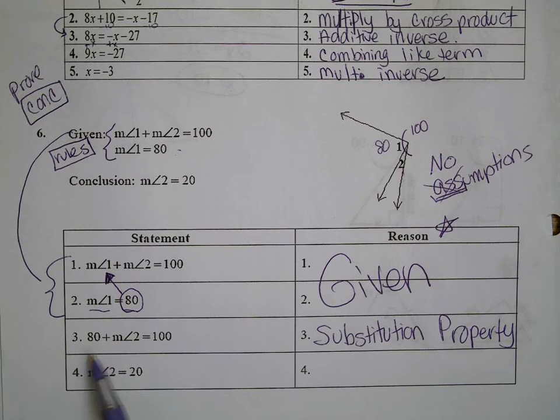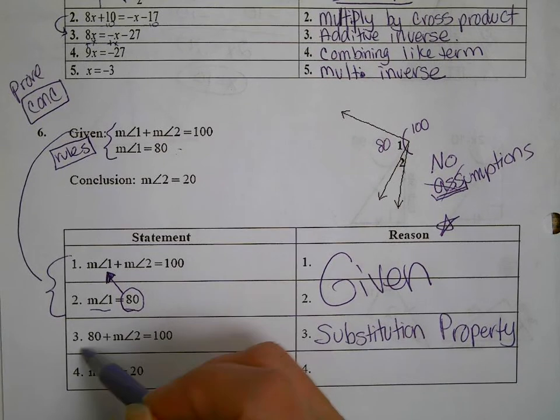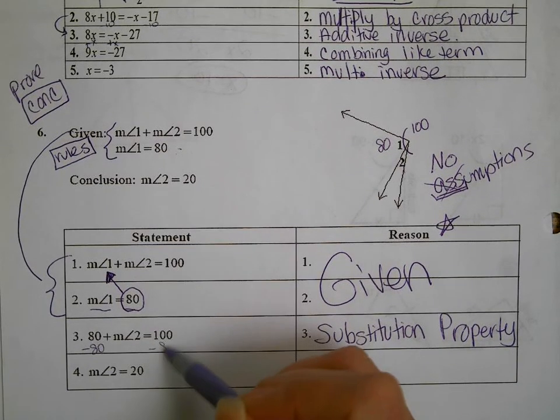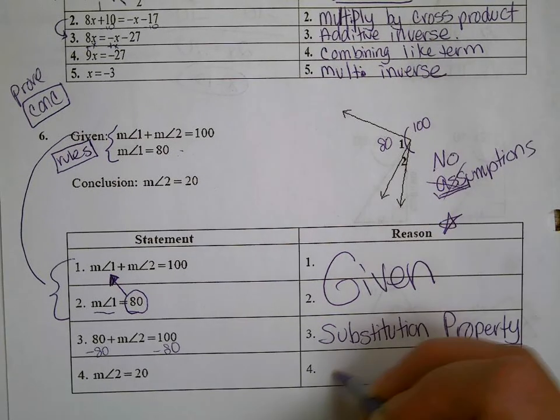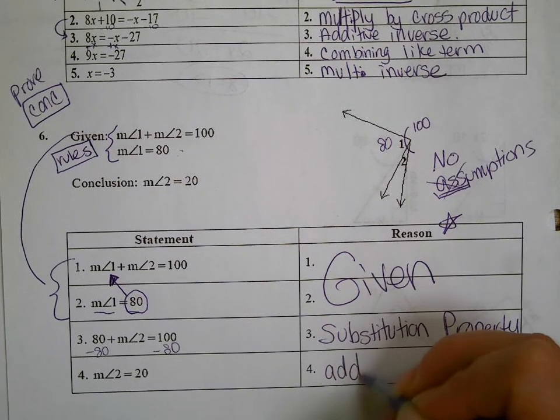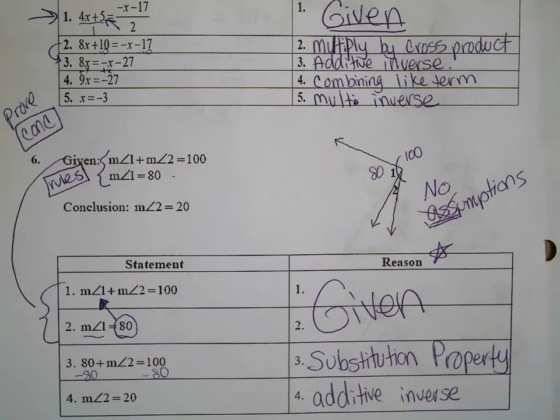But now, how do I get from statement 3 to 4? How do I make that 20 appear? Well, if 80 plus 2 is 100, how does that 20 appear? Well, we subtracted 80 over, didn't we? So again, that's our additive inverse. We used it up here. We're going to use it again down on this proof. Additive inverse. So those are two proofs.